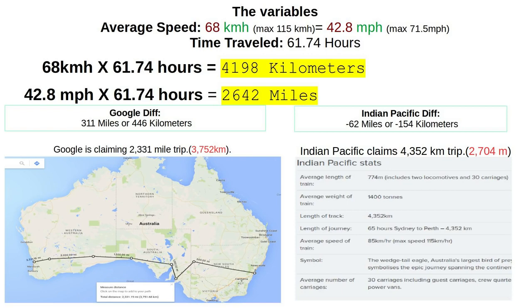Now, let me just say this. If you're going on a passenger train in an intercontinental type situation for 3-4 days, and the train's only averaging 42 miles per hour, hop in the car or on a plane. Seriously. Because it's not worth your time. But anyway, when we do that, we still have a huge difference for Google of 311 miles or 446 kilometers. Now for Indian Pacific, it almost zeroed out.